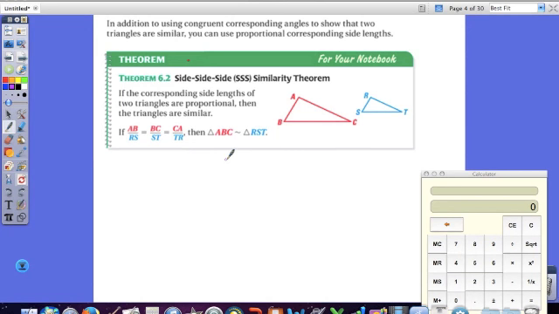Besides congruent corresponding angles, to show that two triangles are similar, you can also use proportional corresponding side lengths. In the side similarity theorem, we said that the relationship between the sides had to be equal. If corresponding side lengths of two triangles are proportional, then they are similar. So if the relationship of AB to RS is the same as the relationship of side BC to ST, and CA to TR, then they're going to be similar.